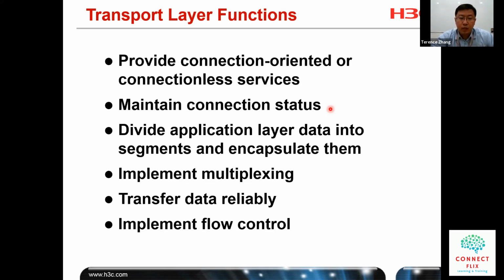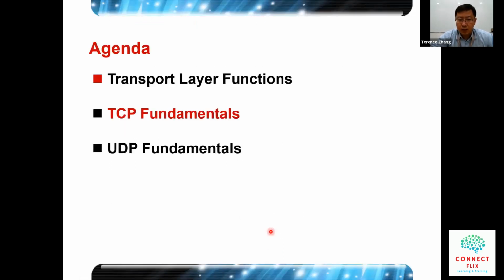So this is what a connection is, and what the connection does. And it divides the application layer data into segments and encapsulates them, of course. They add a layer 4 header, so that's what this sentence means. And it implements multiplexing, transfers data reliably, and implements flow control. This will be explained in the TCP part. So here is the main function of the transport layer protocol, and then TCP.